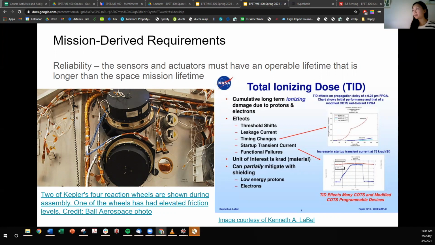Another mission-derived requirement is reliability. So the ADCS system gets called out for reliability more so than other systems. Structures could be another system that gets called out because actuators or moving parts can fail due to wear and tear.